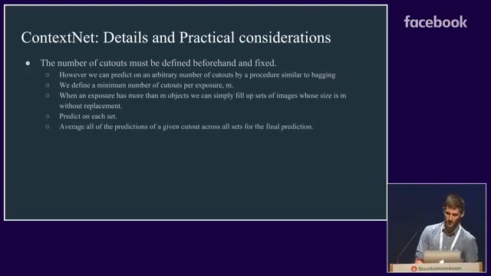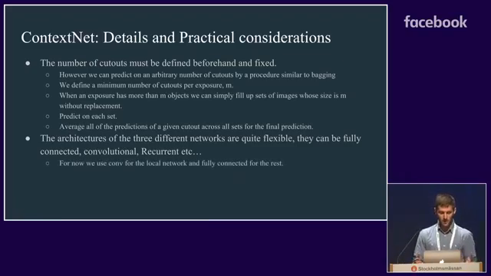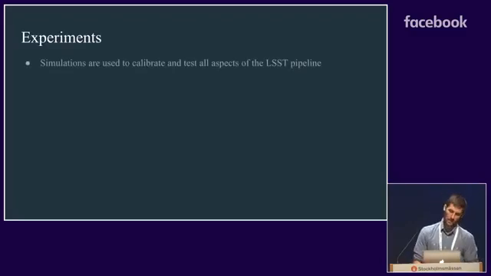So this is how we're able to handle a variable number of objects in each exposure, which is a really important practical concern. Another important thing to note is the architectures are pretty agnostic to each other. In our case, the local network was a convolutional network, and the global and prediction networks were fully connected, but that's not at all mandatory. It's quite flexible.